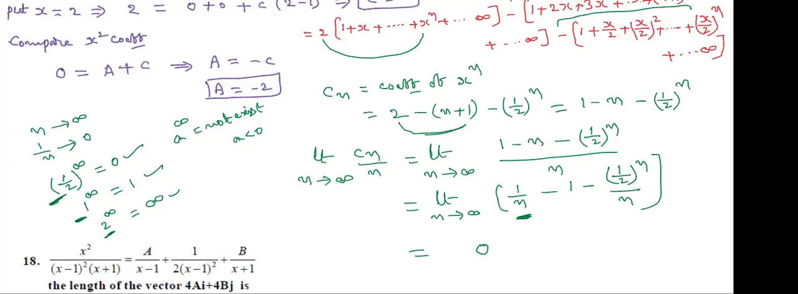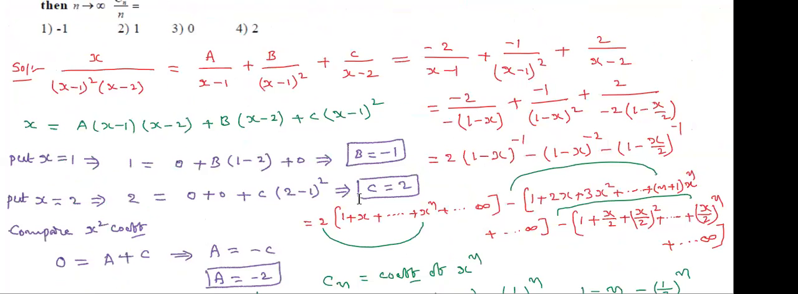Now we get the answer. This is 0, minus 1, minus 0 divided by infinite. 0 by anything, 0 only. Finally, answer is minus 1. Minus 1 is the correct answer. Which option, students? First option, correct.